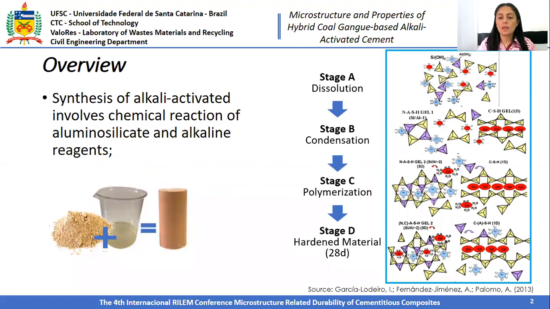Synthesis of alkali activated cements involves a chemical reaction between aluminum silicates and an alkaline solution. Addition of Portland cement is an alternative to accelerate the chemical reaction and to provide hardening at room temperature, therefore forming hybrid cements. In the hybrid alkaline reaction, the chemical process begins with the dissolution of the sources of silico-aluminates and the calcium silicates in alkaline solution.